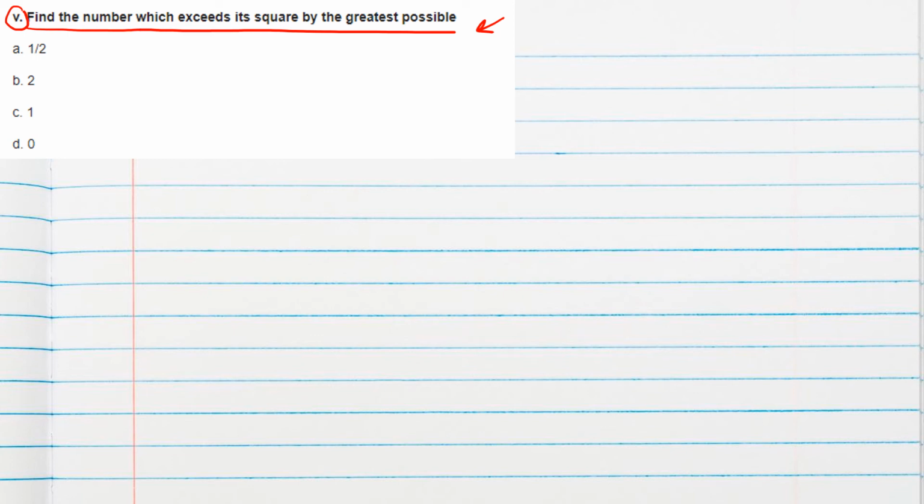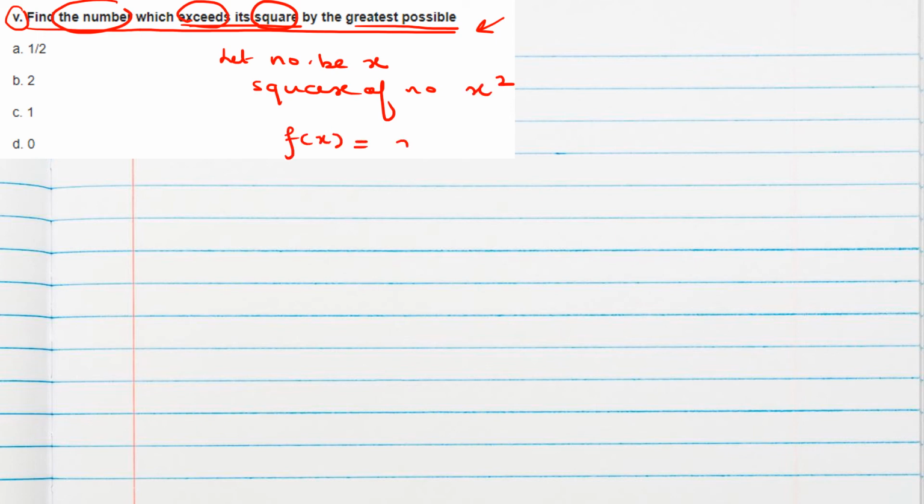But here we will solve. Find the number which exceeds its square by the greatest possible. So let the number be x. What is given? That number exceeds its square. So square of number will be x square. So our function is x minus x square, and we should find this number which exceeds its square by the greatest possible. Greatest possible means for this function we should find the maximum value.